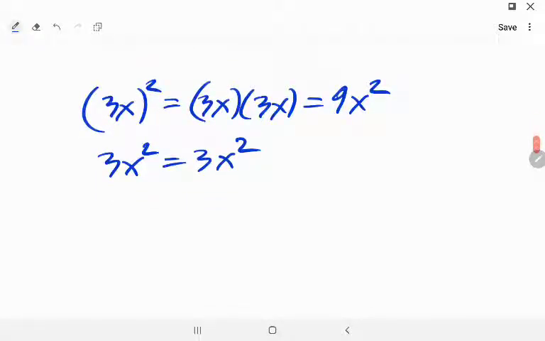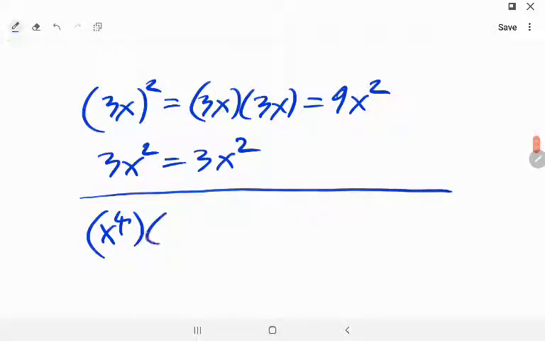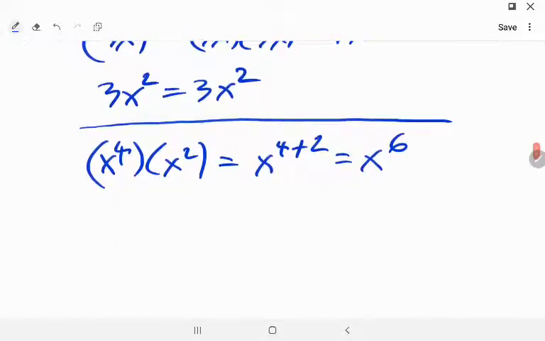So now if we're trying to multiply and divide expressions, we notice that if we're trying to take x to the fourth times x squared, we remember our exponent properties. We're going to get x to the 4 plus 2, which is x to the 6th. And so in general, we're just using our old idea that b to the m times b to the n is equal to b to the m plus n.